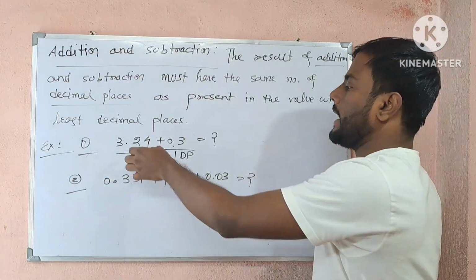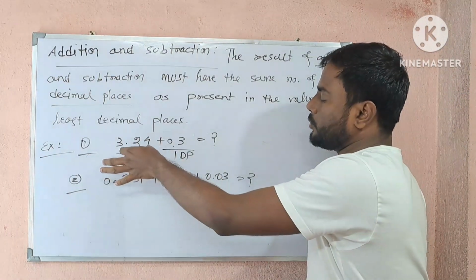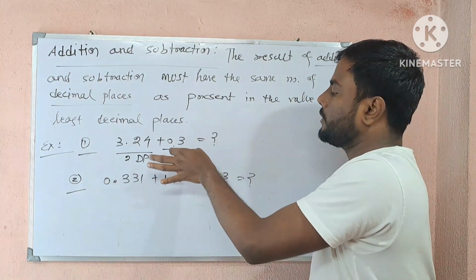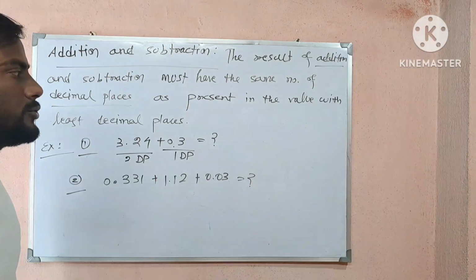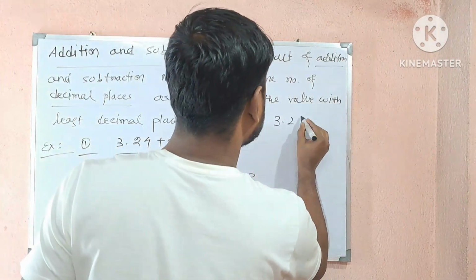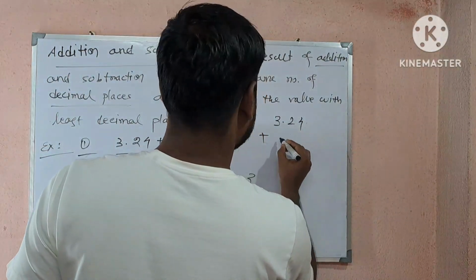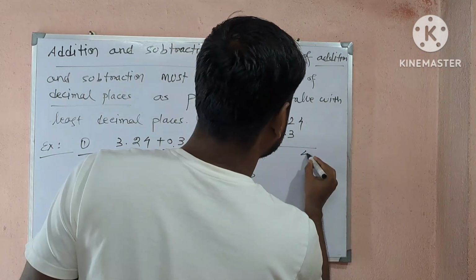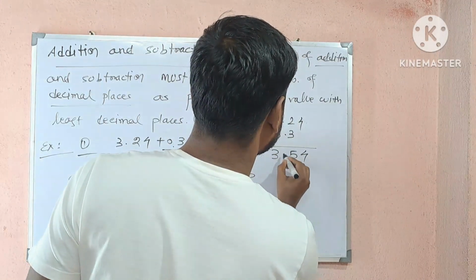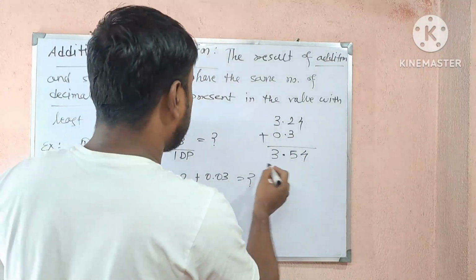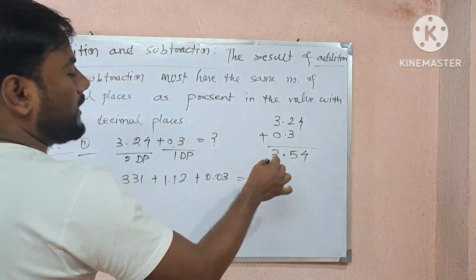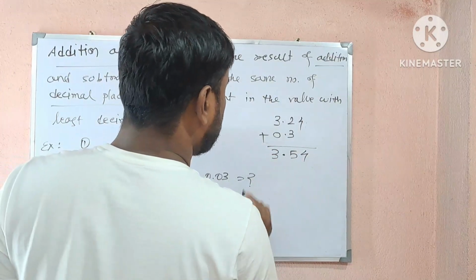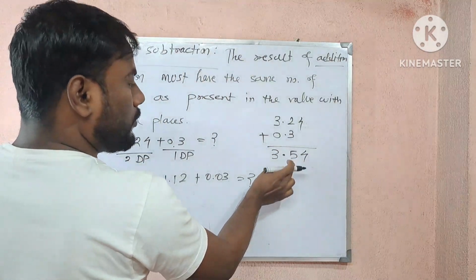So we are adding these two terms here. In this number, 2 decimal places are there. In this number, only 1 decimal place is there. So in the result, there will be only 1 decimal place. So how will we calculate it? 3.24 plus 0.3. So 4, 5, 3. So in the result, how many decimal places will be there? 1 decimal place. So according to the rule, after the decimal, only 1 digit will be there.